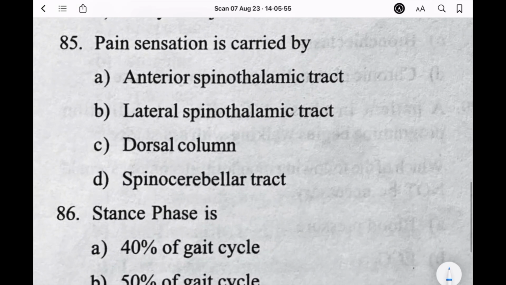Question number 85, pain sensation is carried by. Options are anterior spinothalamic tract, lateral spinothalamic tract, dorsal column, and D, spinocerebellar tract. So correct answer is B, lateral spinothalamic tract.